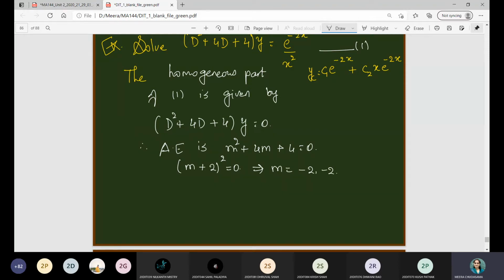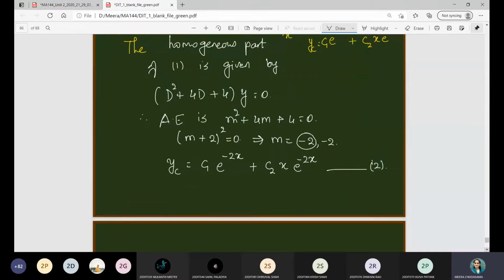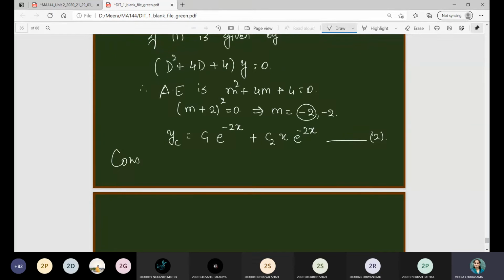So while writing its complementary function, first we will consider the function corresponding to this one, that is e to the power minus 2x. Now since it is repeated in nature, I have to multiply it with x to make it linearly independent, right? So this is the complementary function, I will give this as 2. After that we have to consider the Wronskian W. Did any one of you get the answers of W, W1 and W2?